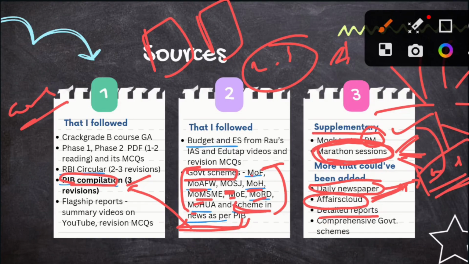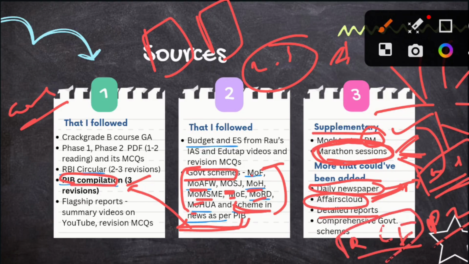Detailed reports I could have gone, and when I say detailed reports, it is mainly related to RBI. I only went through the summaries, so that will help you in phase one. But in phase two, beyond a certain point of time, it becomes difficult. Beyond a certain point, it becomes really difficult to utilize that report effectively in your answers.